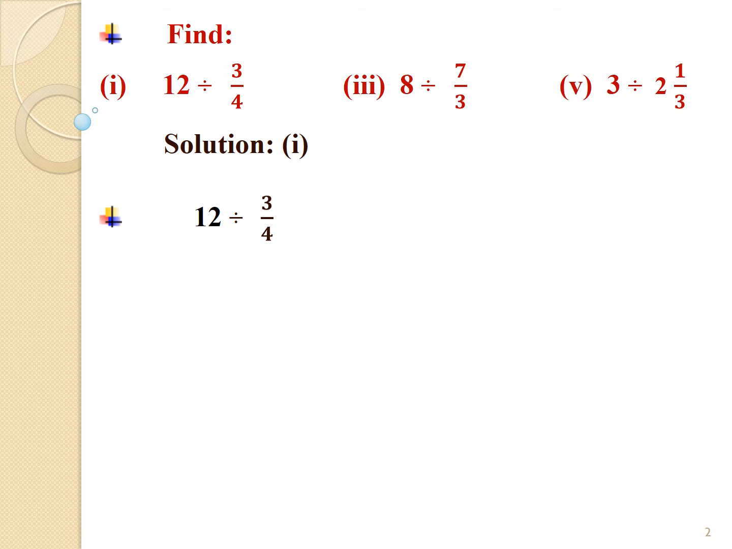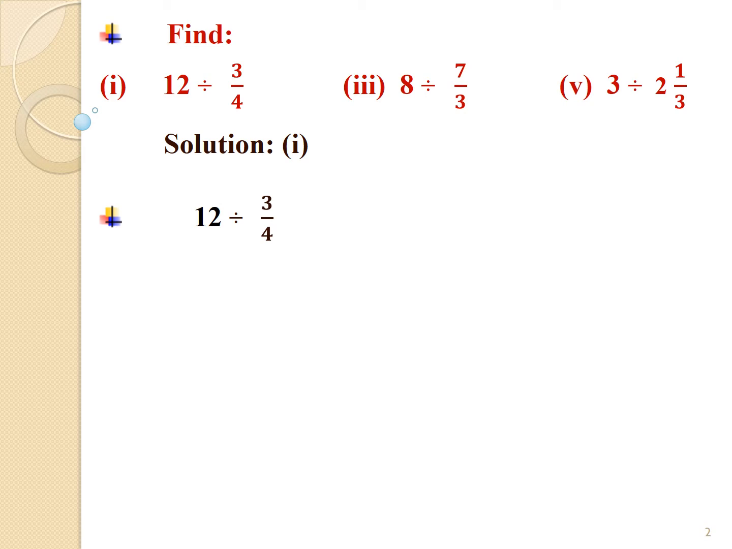Find. Students, in this question, we have to divide a whole number by a fraction. In order to divide a whole number by a fraction, we have to multiply the whole number by the reciprocal of the fraction. And we know that the reciprocal or the multiplicative inverse of a fraction is a new fraction in which the places of the numerator and the denominator are interchanged. So, let us solve question number 1 and multiply the whole number by the reciprocal of the fraction.